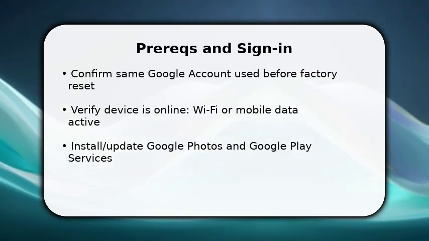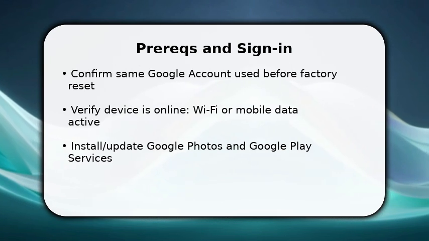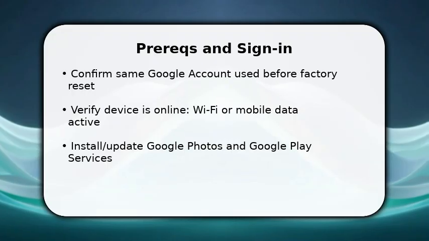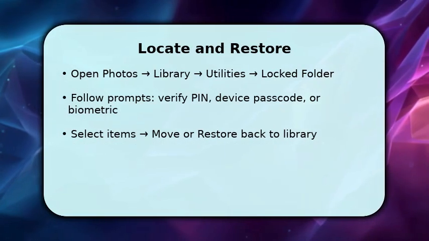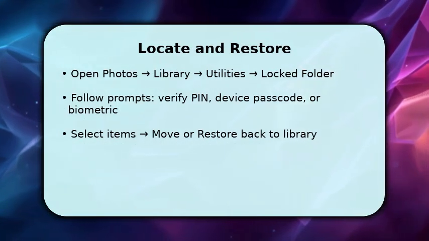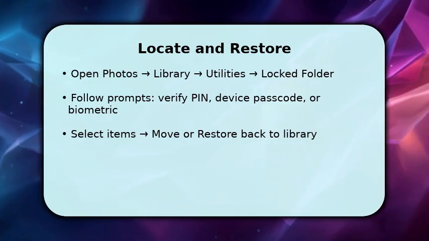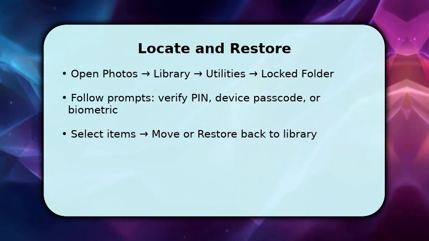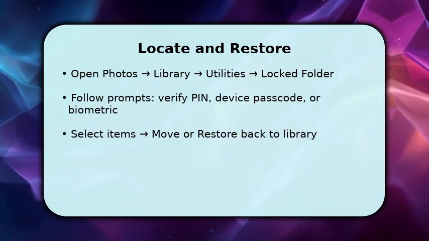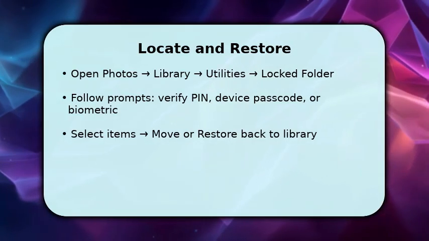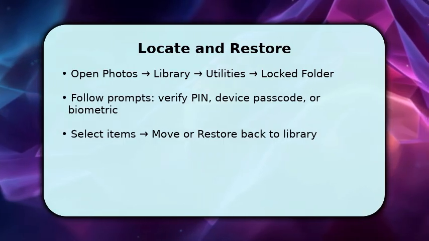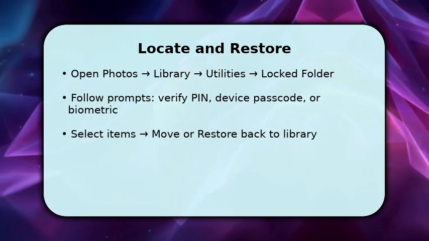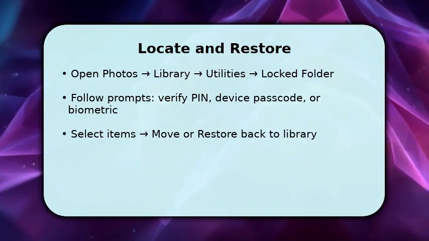Once done, open Google Photos and navigate to Library to begin locating the locked folder recovery options. You'll next locate the locked folder via Photos > Library > Utilities > Locked folder. This path reveals items protected by your device credentials. When prompted, verify with the same PIN, device passcode, or biometric you used previously. Google ties access control to local device authentication and account tokens.